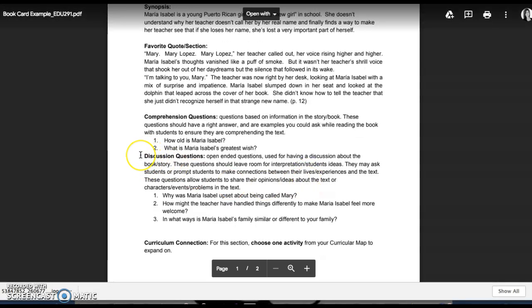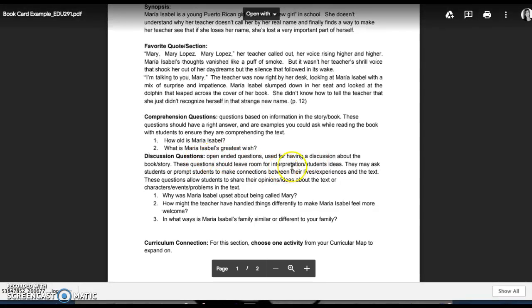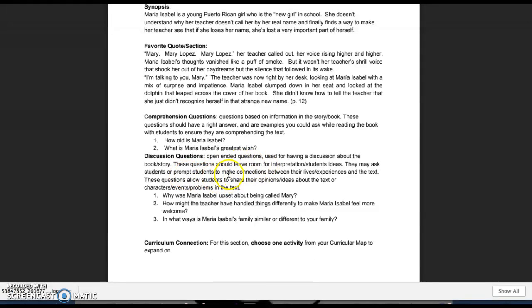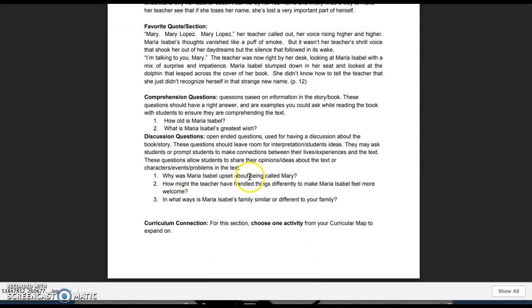Now, discussion questions are a little bit more open-ended. There isn't necessarily a right or wrong. This is going to give them that time to really dig in and be able to think more abstractly. So these questions should leave room for interpretation. They may prompt students to make connections between life experiences and the text. So some examples would be, why was Maria Isabel upset about being called Mary? Okay, so it might say so in the book, but they might be able to draw some examples there, maybe give some more discussion on it.